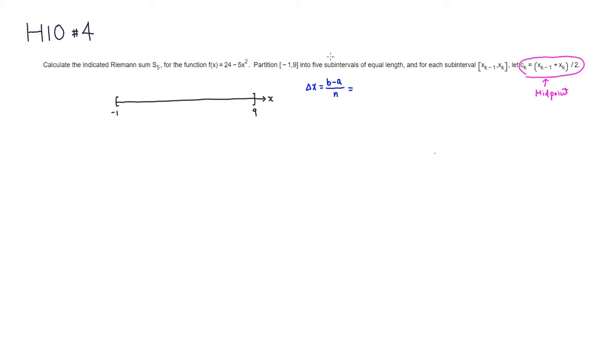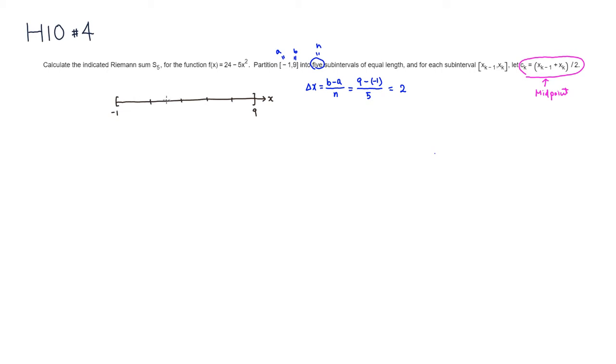So b in this case is 9, and minus a in this case is -1. And n is the number of subintervals, in this case 5. So this is going to be 10 over 5, so delta x is 2. We're going to split this into 5 subintervals, so it's going to be right there, there, there, and there.